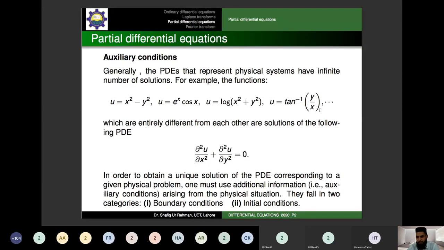But since generally we are interested in finding a unique solution, unique meaning one single solution, corresponding to a given physical problem, one must use additional information. So how do we cope with the idea of obtaining a unique solution? We need to look into additional information. What piece of information are we interested in? We need to look into auxiliary conditions arising from the physical situation. There are two categories of auxiliary conditions, known as boundary conditions and initial conditions.